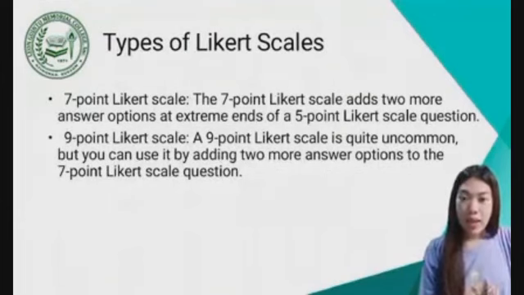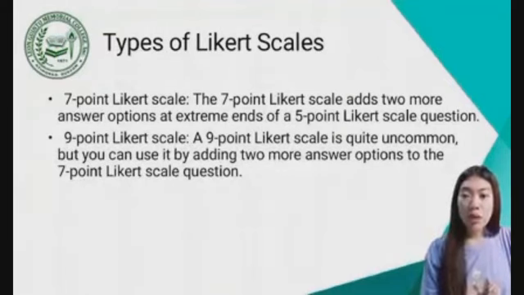7-point Likert scale. The 7-point Likert scale adds two more answer options at the extreme ends of a 5-point Likert scale question. 9-point Likert scale. A 9-point Likert scale is quite uncommon, but you can use it by adding two more answer options to the 7-point Likert scale question.